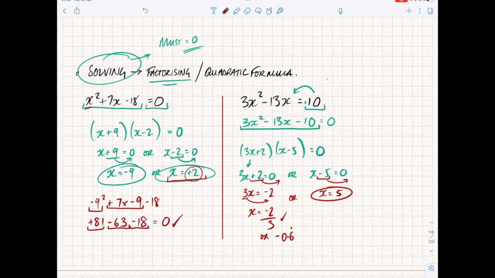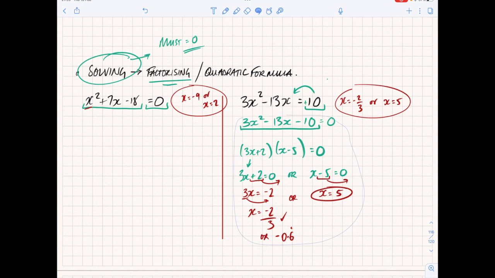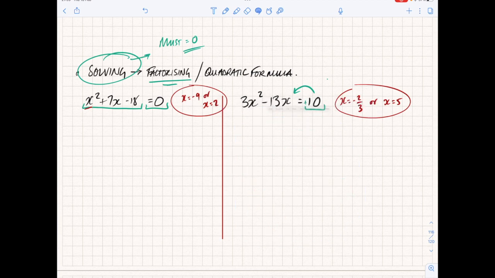So I'm going to just write the answers down. So we know the answers are x equals minus 9 or x equals 2 for that one. And we know that the answers for this one are x equals minus 2/3 or x equals 5. I'm just going to show you how to use a quadratic formula with these questions to solve them. I'm going to delete all this, and then we'll talk through what we do in a second.